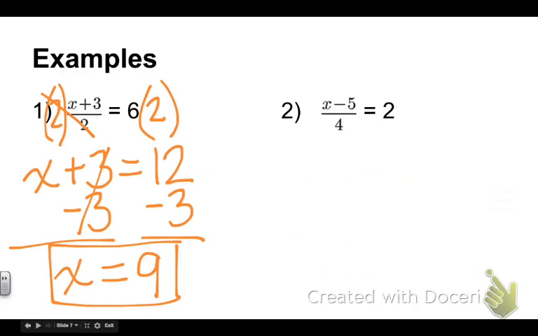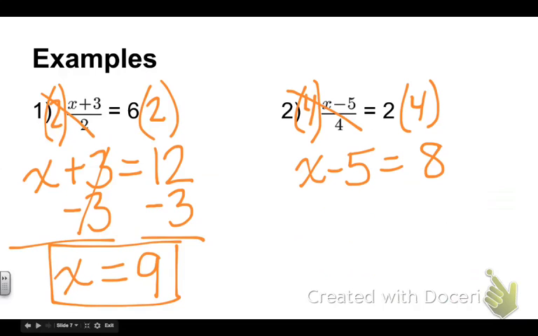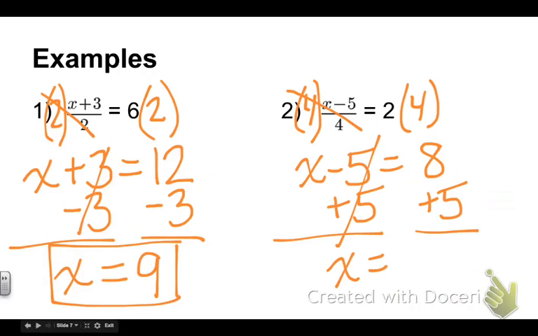Same thing with number 2. You got two terms in the numerator, so multiply by the denominator on both sides. 4 divided by 4 leaves you 1x minus 5. Isolate that x, get rid of that minus 5, add 5 on both sides. These are going to cancel out, leave you with x equals 13. Check it, see if it works. Plug it back into the original equation. 13 minus 5 is 8. 8 divided by 4 is 2, and it works.